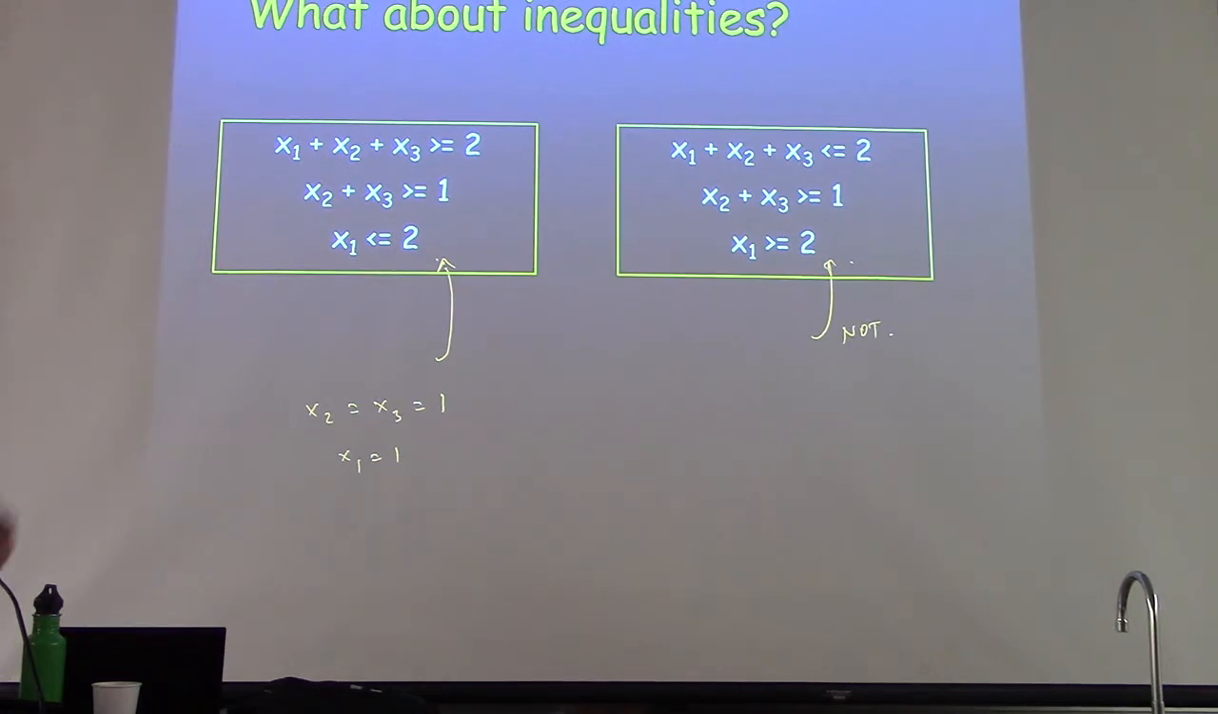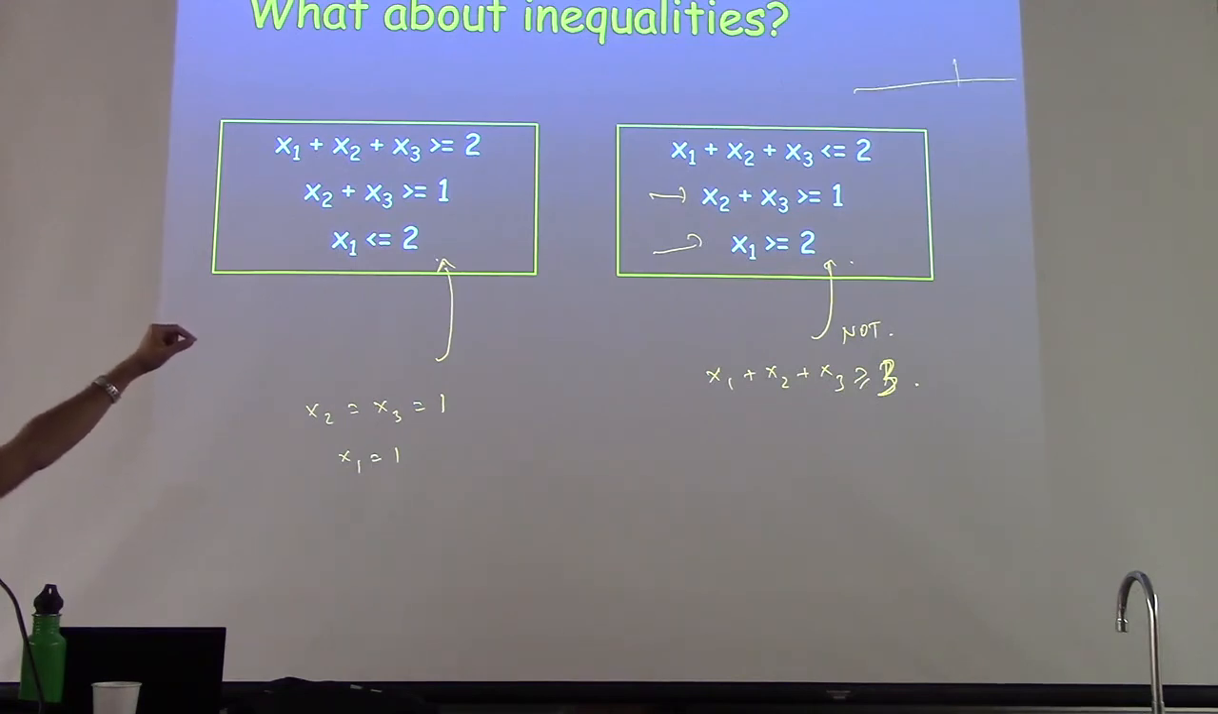Yeah, so you can add the last two inequalities, okay? And so suppose you add this and this, then I get x1 plus x2 plus x3 bigger than or equal to 3. And the first inequality says x1 plus x2 plus x3 is smaller than or equal to 2. Okay, so you can't have something that's bigger than 3 and smaller than 2. Right, so is this clear why the system is infeasible?